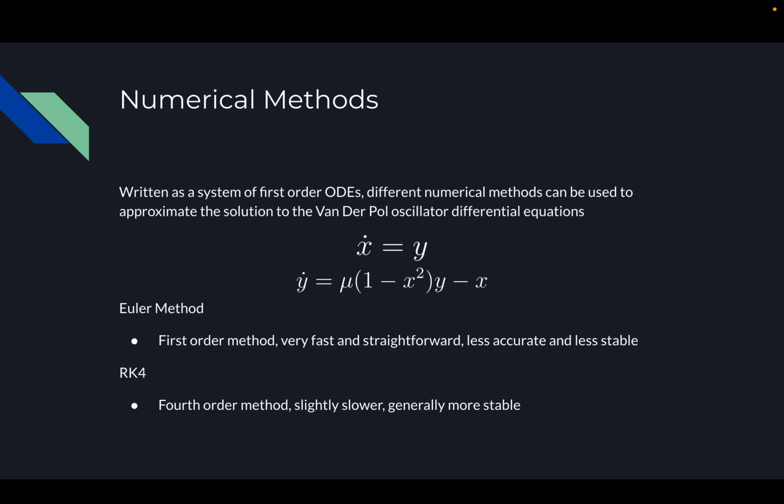Which brings me to the first of such methods, numerical methods. We can write the Van der Pol oscillator as a system of first-order ordinary differential equations, and as such, we can use certain numerical solvers to attempt to find solutions. I ended up using two methods in my project. The Euler method, which is a first order method, very fast and straightforward, not known for its accuracy, and the second method, which is the fourth order Runge-Kutta method, also known as RK4, slower but generally more stable.